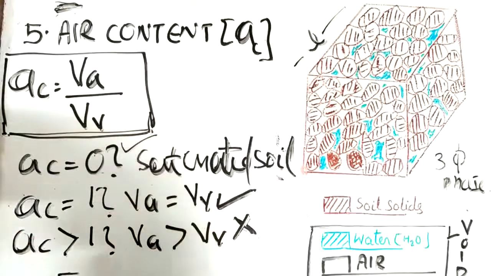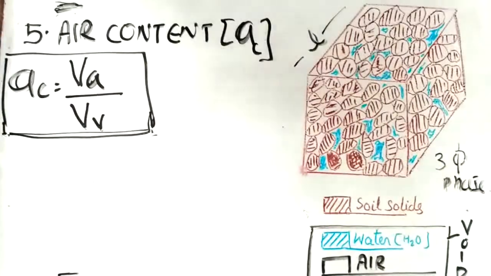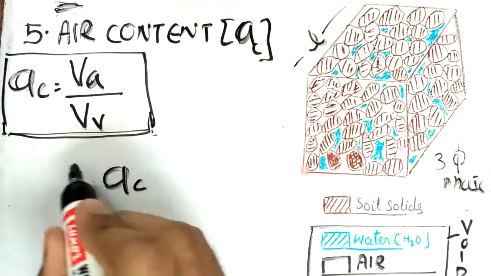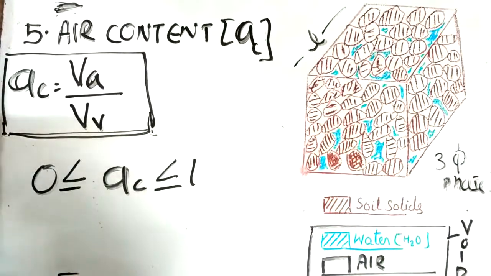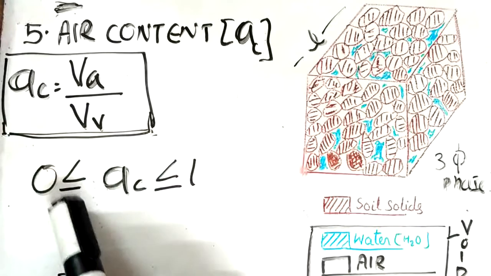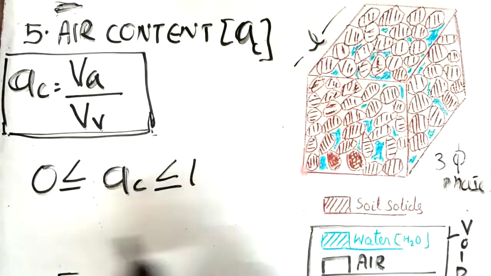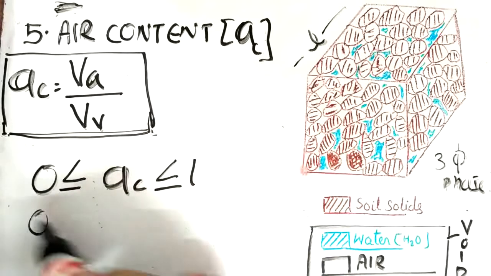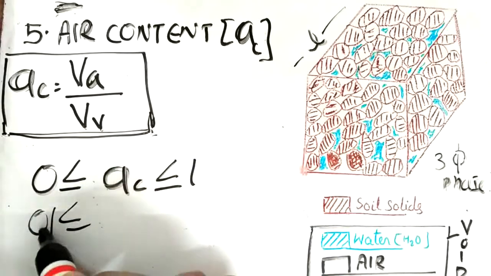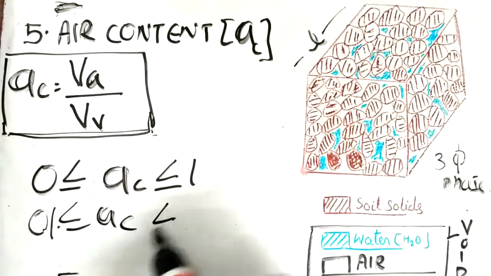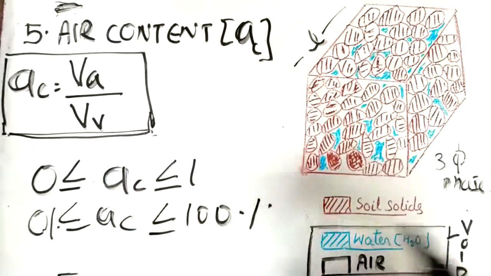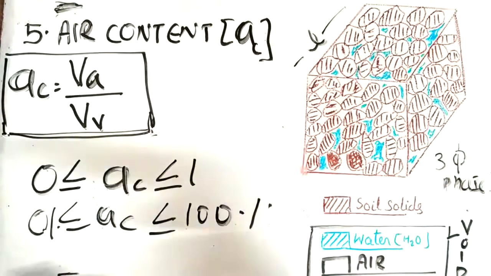So let's write our limits. AC can be greater than or equal to 0 and should be less than or equal to 1. Or in the case of percentage, 0% to 100%. This is quite similar to our previous case, that was the case of saturation.